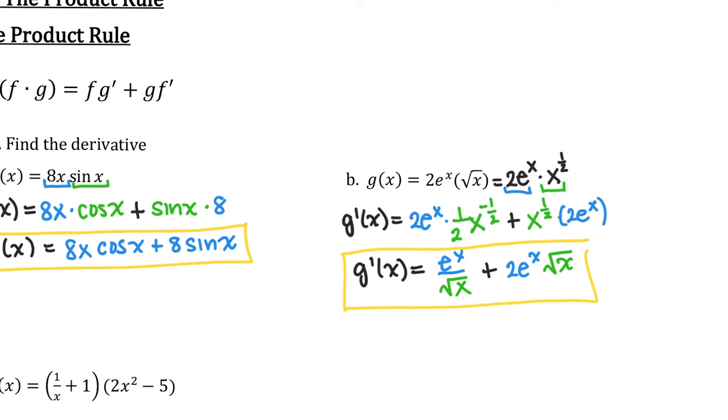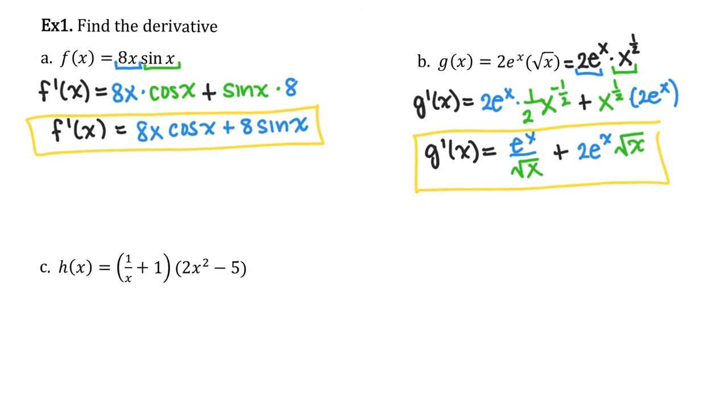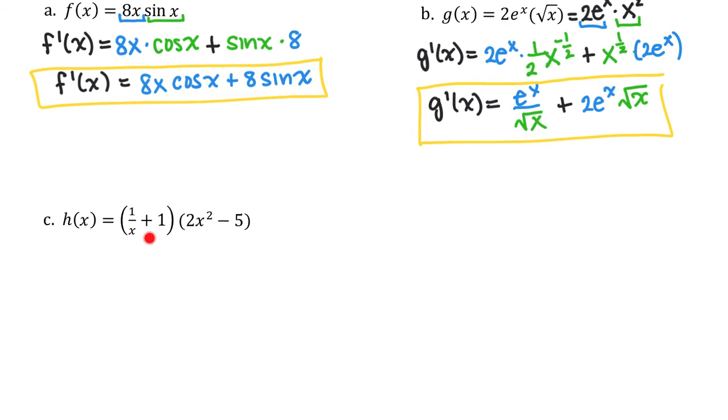Okay, let's do one more equation, then we'll look at a table. So C is going to be this expression here. It's a product. I can see the first thing times the second thing. I'm going to make this my first thing. I'm going to make this my second thing. I think I'm going to rewrite that 1 over x, though. I don't like that.